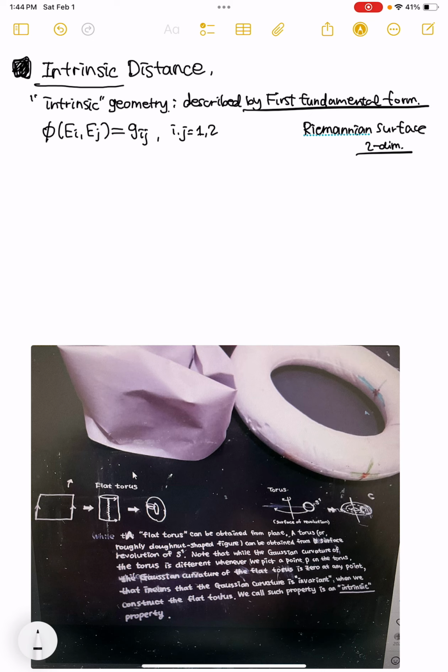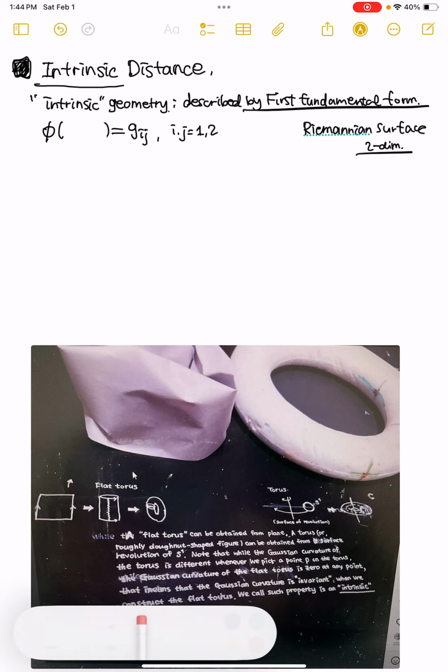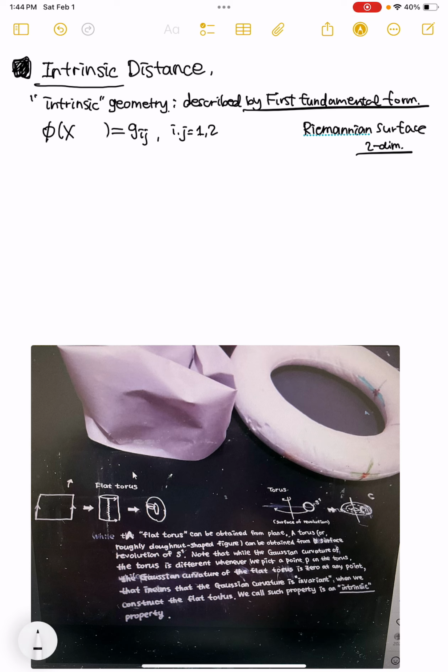Okay? So we can think about, instead of e_i, e_j, two directions of vectors X_u, X_v. If you think about the torus given, that part is X_u, that is X_v. The two directions of the differentiable vector. Okay?